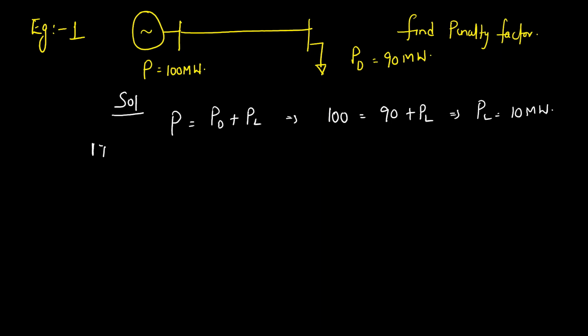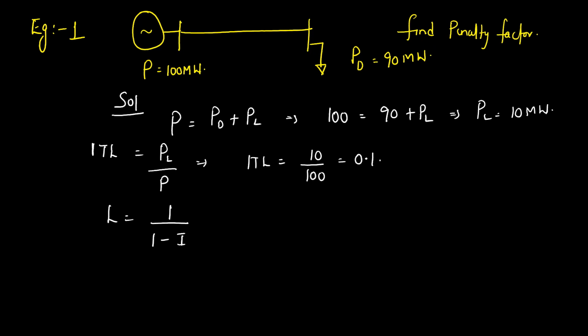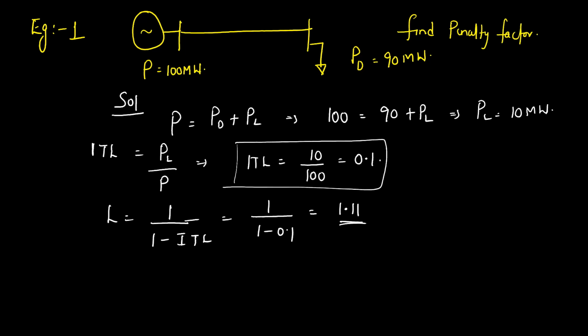So the incremental transmission loss of the unit is PL divided by power generation, which implies incremental transmission loss equals 10 divided by 100, that is 0.1. So penalty factor equals 1 divided by 1 minus ITL. So this is 1 divided by 0.9. So penalty factor is 1.11. Incremental transmission loss has no units. It's a dimensionless quantity, because it is power divided by power. Understand?